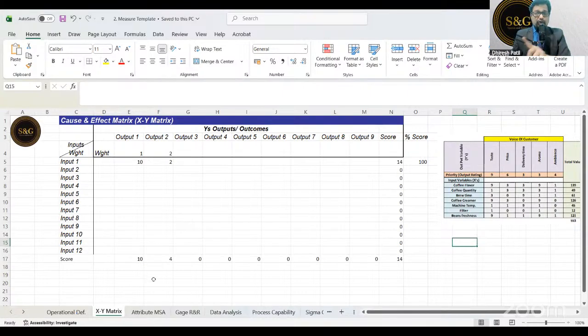Now, what is the objective of the XY matrix? The XY matrix objective is to find out what the critical X's are. What are critical X's here?